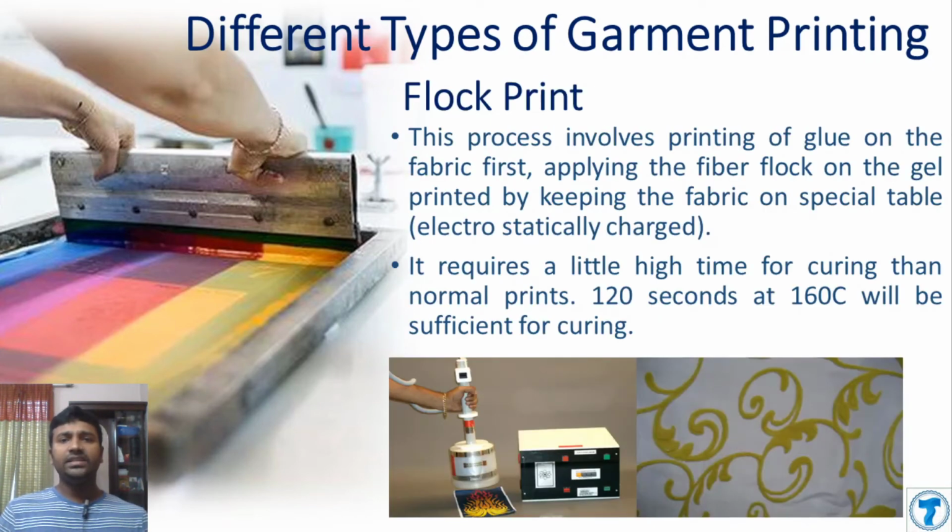Flock print involves printing glue on the fabric first, then applying the fiber flock onto the glue printed area by keeping the fabric on a special table. So it is electrostatically charged. Basically it requires a little longer curing time than the normal print. 120 seconds at 160 degree temperature will be sufficient for curing.